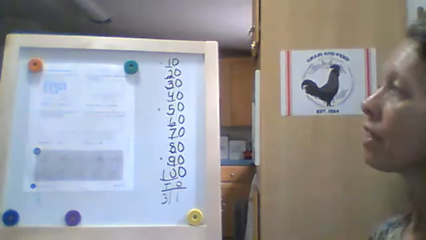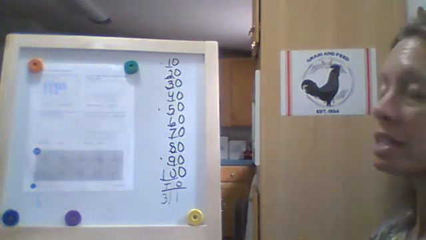1, 2, 3, 4, 5. And let's keep them in rows of 5 to make it easier. 6, 7, 8, 9, 10, 11, 12, 13. Okay? 13 lollipops and she gave 7 away.